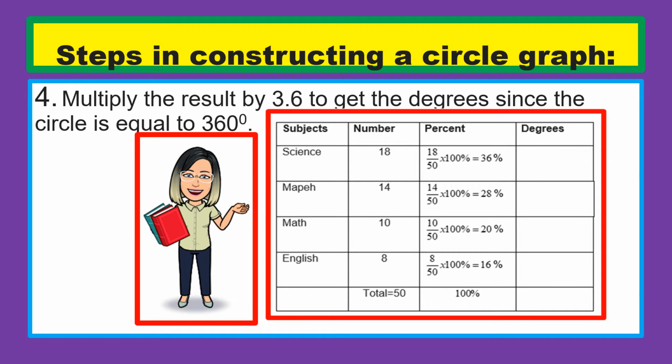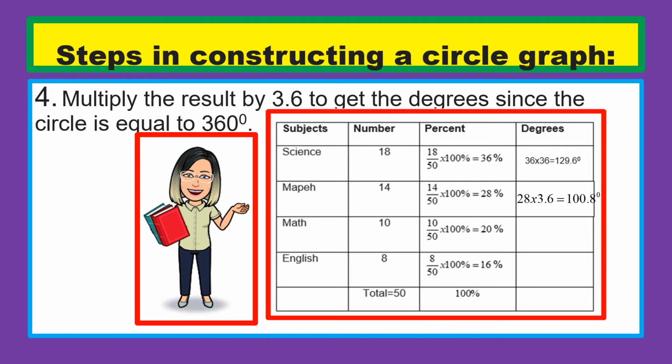So we have step number 4. Multiply the result by 3.6 to get the degrees, since the circle is equal to 360 degrees. We have 36%. 36% to be multiplied by 3.6, or 36 times 3.6. The answer is 129.6 degrees. Next, we need to multiply 28 by 3.6. 28 times 3.6 is 100.8 degrees.